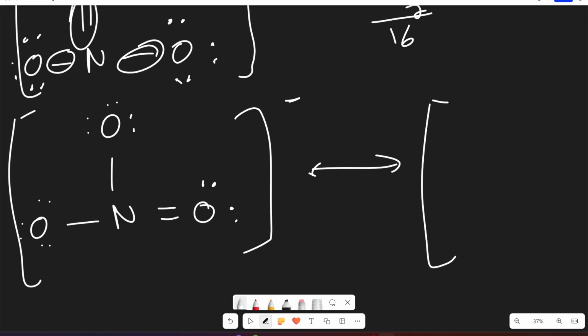So I've done the double bond on the top and the right hand side, so now I'll do it on the left hand side. So I'll have an O here, and then I'll have an N, and I'll have a single bond here and a single bond here, and I'll draw my brackets.